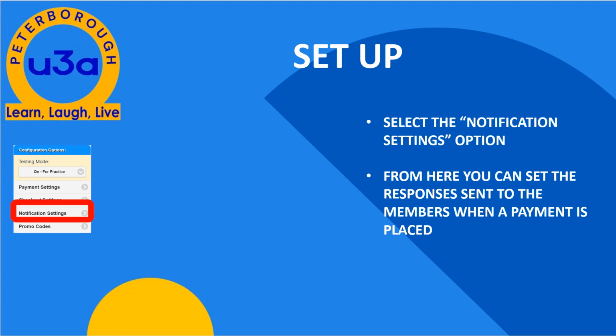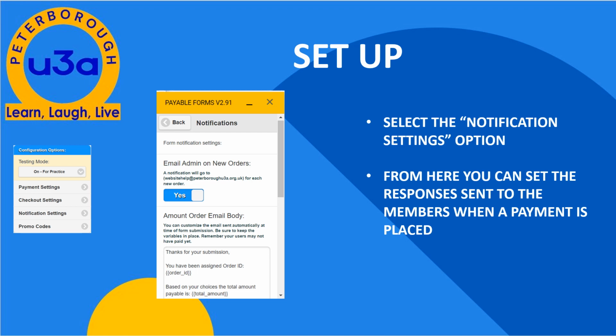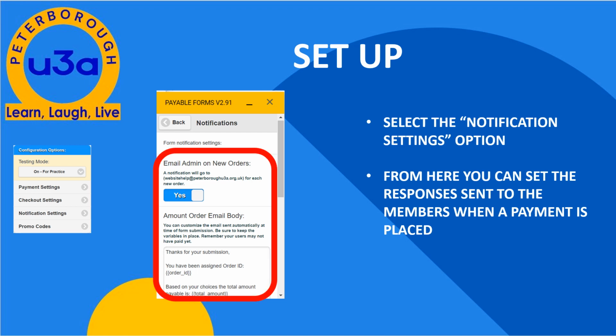Now select the notification settings by clicking the arrow next to that option. From there, you can enable emails to be sent when a transaction takes place. The mail text can also be adjusted here.